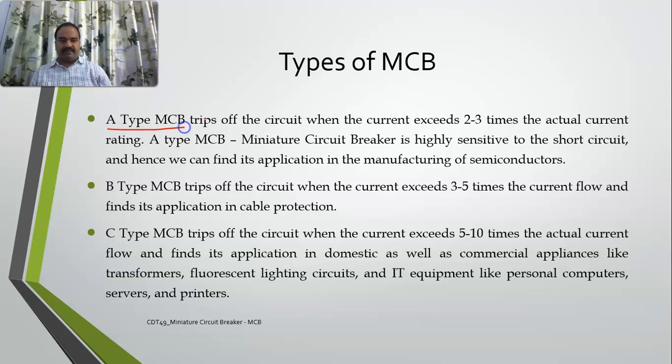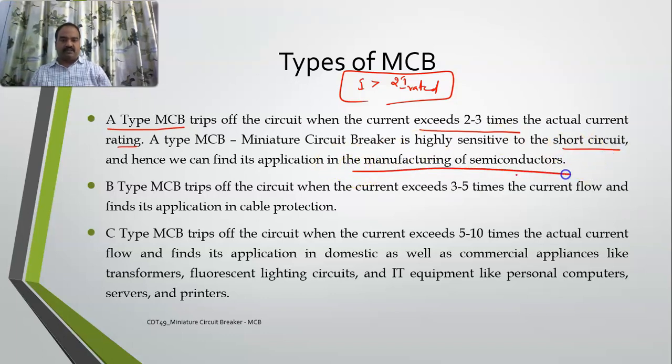A type MCB can trip at currents 2 to 3 times the actual rating. So it trips off the circuit when your current exceeds 2 times your rated current. It is very highly sensitive to short circuits, so it is used in the manufacturing of semiconductors. Whereas a B type MCB can withstand up to 3 to 5 times your rated current, and if it is beyond that, it will trip off the circuit.